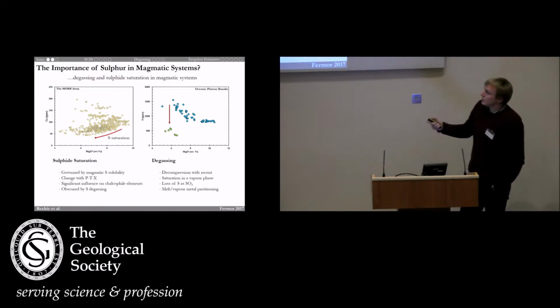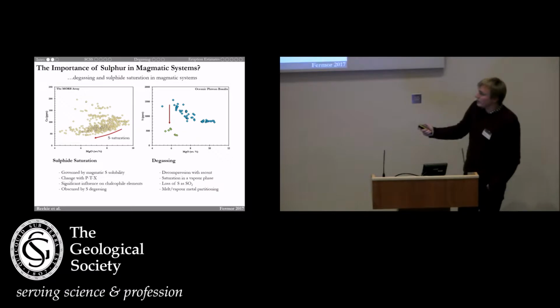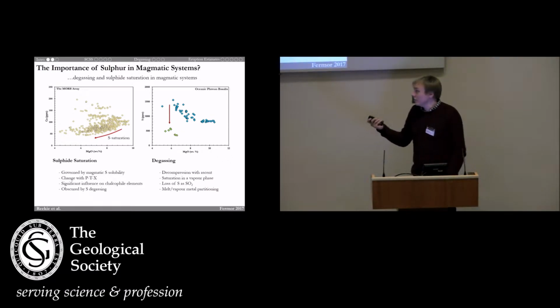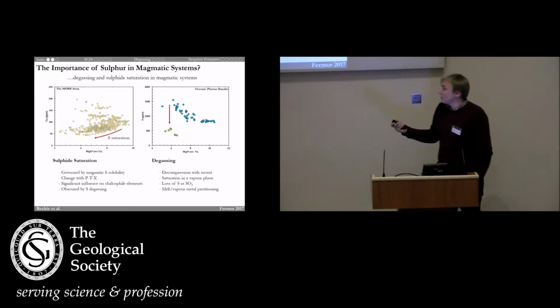And these ones with slightly higher copper are just plume proximal arrays, but the typical MORB you see were saturated in sulphide. This is obviously governed by the solubility of sulphur in the magma and has a significant influence on chalcophile elements.